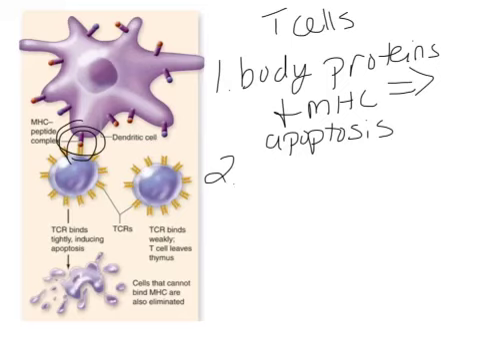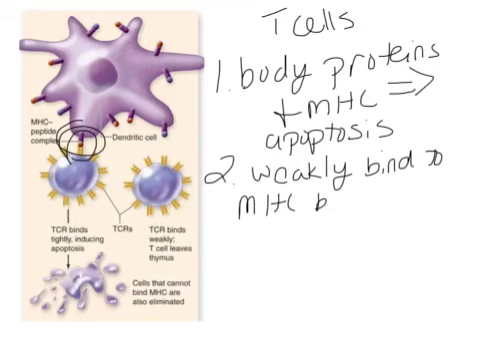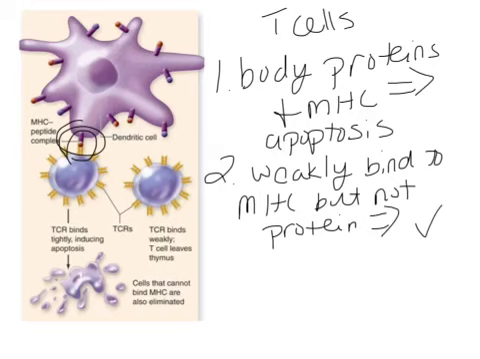The second option is that it binds weakly to the MHC, but not the proteins. Hopefully you remember, I talked about it earlier, that the T cells had to bind to both the MHC and the protein. If they don't bind to both, they won't be activated. So they could bind weakly to the MHC, but not the protein. That cell is okay. The result here is the cell gets to live. It's going to survive.